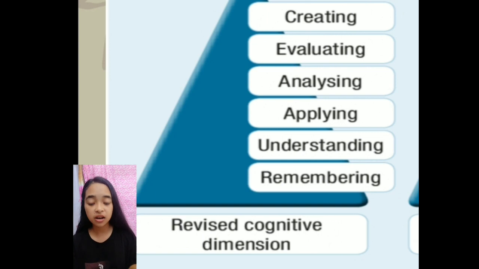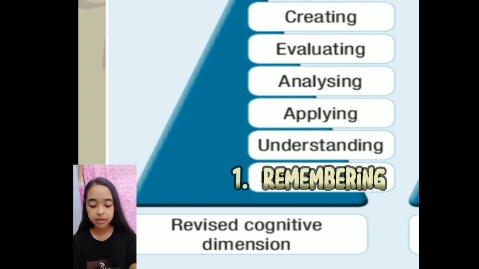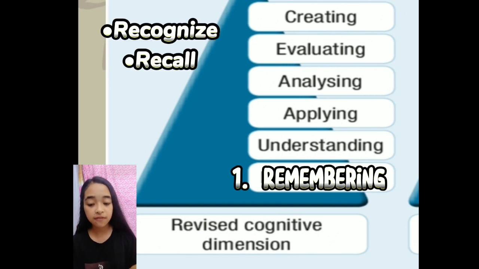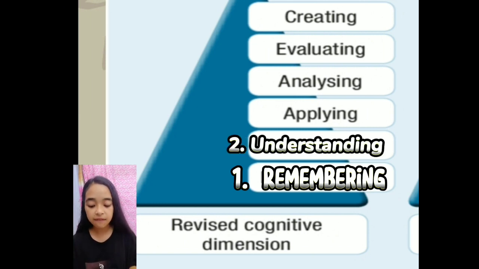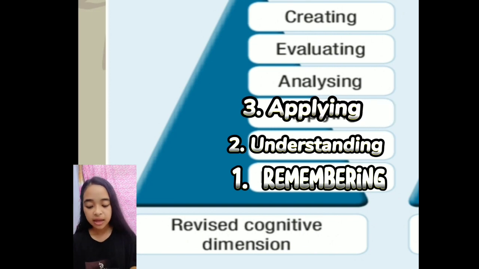The first level of the cognitive domain is remembering. This level of taxonomy requires students to retrieve, recognize, and recall relevant knowledge from long-term memory. For example, memorizing a poem. The next level is understanding. This level involves constructing the meaning of oral, written, and graphic messages through summarizing, interpreting, classifying, comparing, and so on, the information they have. Next is applying. This level requires students to use the information they have learned in a new, different way. For example, using a formula to solve a new problem.